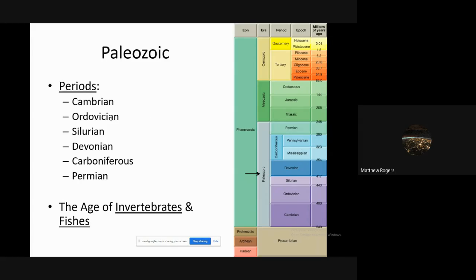So the periods are the Cambrian, Ordovician, Silurian, Devonian, Carboniferous, and Permian. A couple of these you'll notice when we watch, especially British shows, they say it slightly different than us, but really you go Cambrian, Ordovician, Silurian, Devonian, Carboniferous, and Permian.